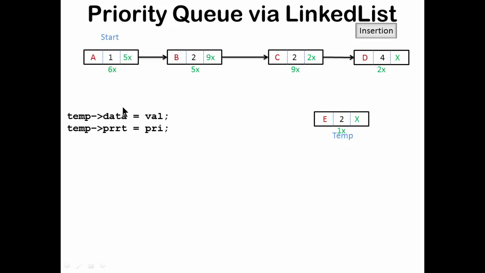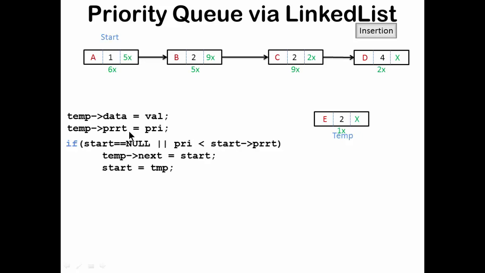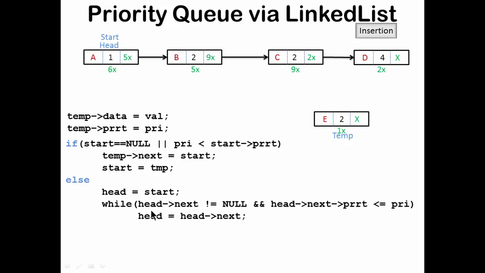Fine. So I have entered the values. I have used the malloc function to create the temp, suppose, and now again if start equals to null, which is not true because start is already having a value. So you go to the else part, you create another variable head which is pointing towards the start. Now again you have to write the same loop where head next is not equal to null, and the next node's priority is less than or equal to the priority. So head next is 5x. 5x priority is equal to the temp.